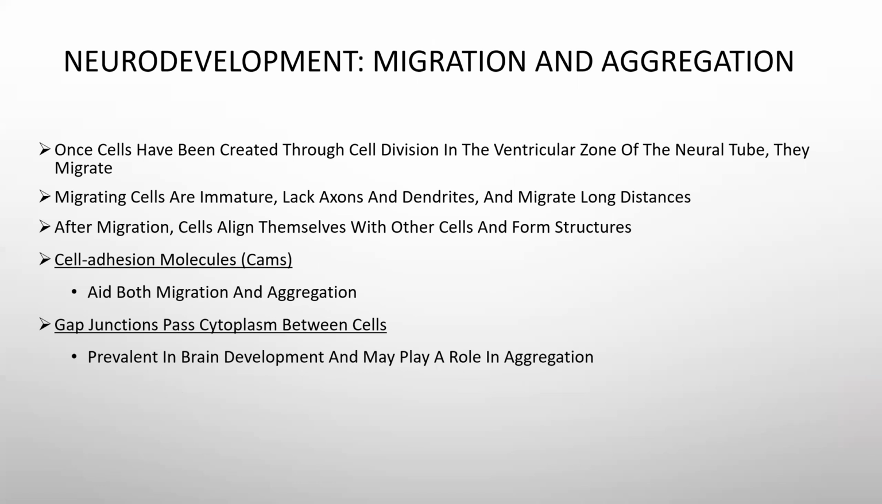So migrating cells are immature. They lack axons and dendrites, and they migrate long distances. After migration, cells align themselves with other cells and form structures. Through the use of cell adhesion molecules, or CAMs, this is how migration and aggregation occur. And then gap junctions are also used and are very prevalent in brain development. These are the junctions where the 2 neurons are actually touching one another. You don't have the synapse in between. So we do know that aggregation is aided by these gap junctions.